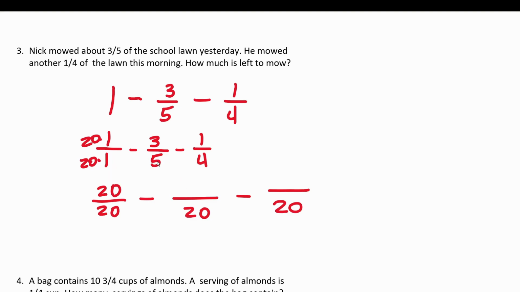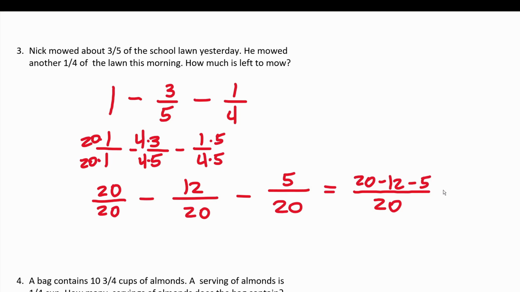To write 5 as 20, we're going to multiply it by 4. Again, 4 times 5 is 20. And we're also going to do that to its numerator. 3 times 4 is 12. Likewise, to write 4 as 20, we're going to multiply by 5, and we're also going to do that to its numerator. 4 times 5 is 20, 1 times 5 is 5. And now that these fractions have the same denominators, we can go ahead and make one big fraction with a denominator of 20. And we have 20 minus 12 minus 5.